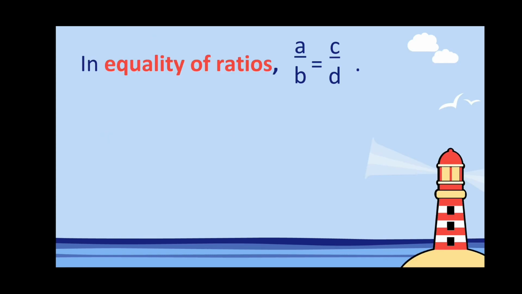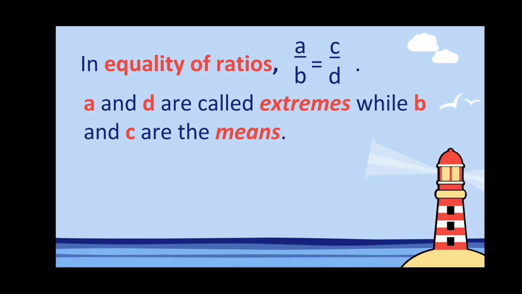In a proportion of ratios, A to B is equal to C to D. A and D are called extremes, while B and C are the means. So, isulat natin ang A to B equals C to D into column form para mas mabilis nating malaman kung nasaan ba ang extremes and means. So, we have, yan, naka-column form na siya.